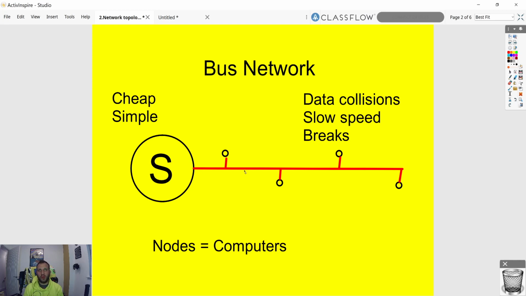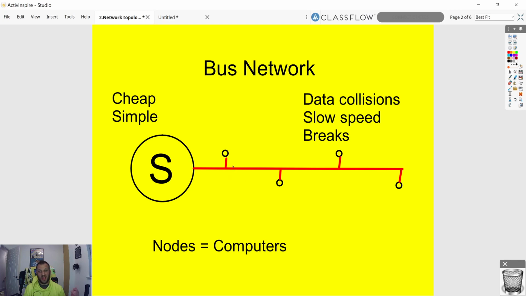So why would you choose a bus network? Well, it's pretty cheap and it's pretty simple. So if you're on a budget, if you haven't got a lot of money, or if you want to keep it nice and simple and you haven't got that many computers on your network, it might work perfectly for you.